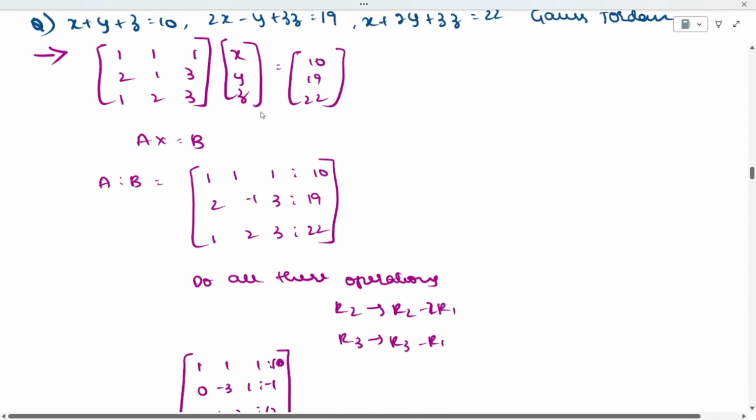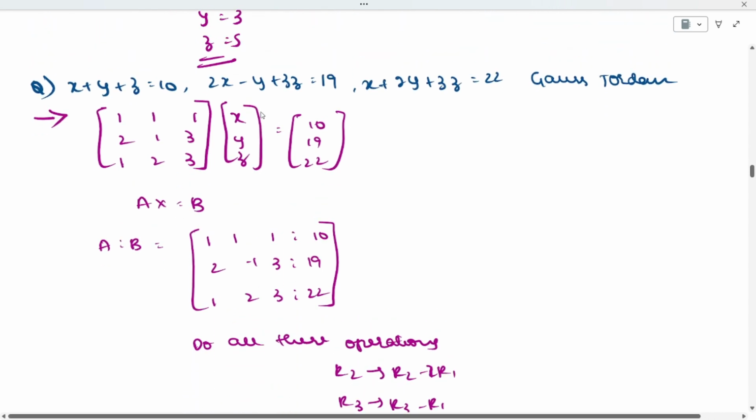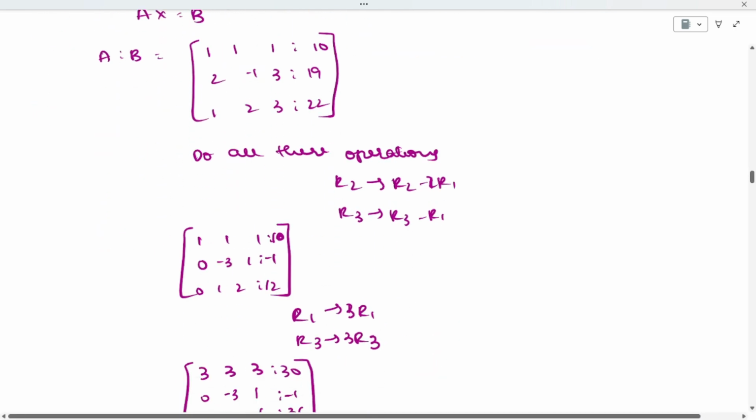Now I'll explain another question. It will be a similar type. The same way you will write the matrix Ax = B in the form of [A|B]. Now you should do all these operations. For R2 you have to make it 0, that means R2 minus 2R1. R3 you have to make it 0, that means 1 minus 1 will give you 0, so R3 minus R1. You will get this matrix.